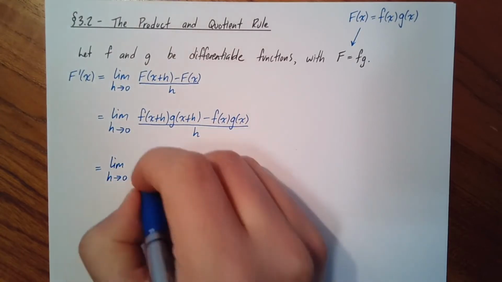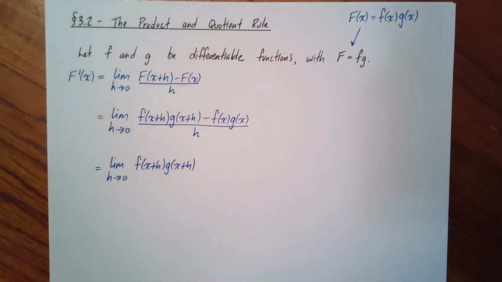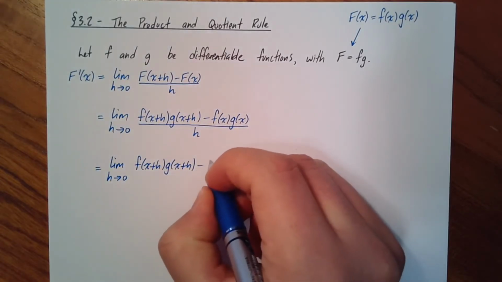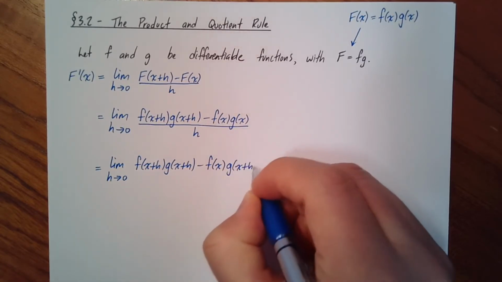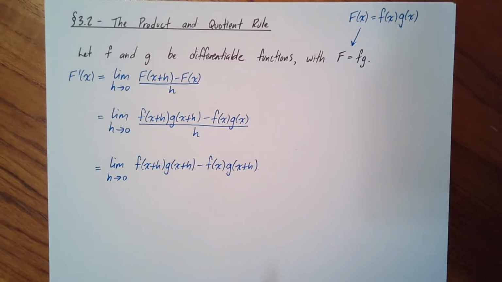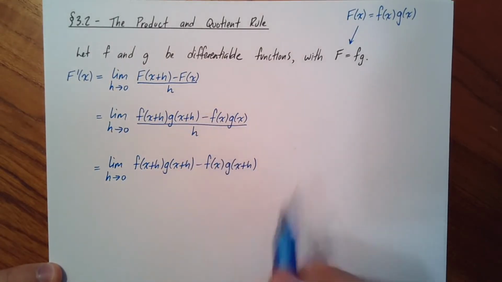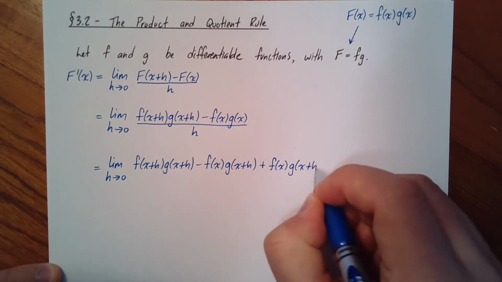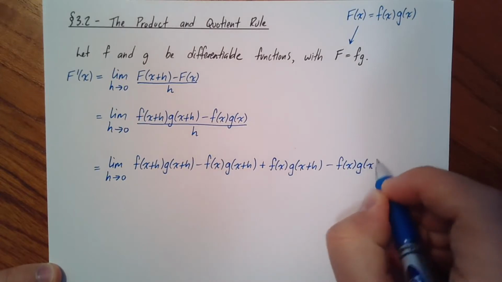So the limit as h goes to 0, I'm going to write the first term down. So f of x plus h times g of x plus h. And now what I'm going to do is subtract f of x times g of x plus h. But if I subtract that, I can't just randomly subtract something and still be working with the same expression. So before I subtract this f of x times g of x, I'm going to add this back on. So I'm going to go plus f of x times g of x plus h, and then I'm going to go minus f of x times g of x.